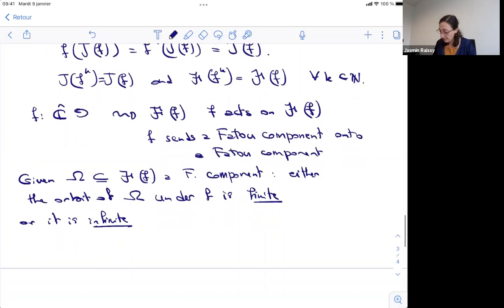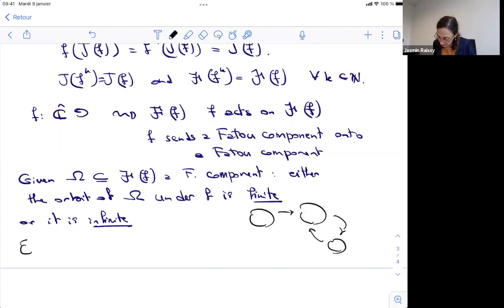Well, when it is finite, what I'm saying is simply that I have my Fatou component. For me, in my head, it is always something like a small potato. And so it has a finite orbit. So either I iterate a little and then I end up in a cycle of Fatou components, or I'm already in a cycle of Fatou components. And the other case is that I have an infinite orbit, so I never get back to one of the images. So in this case, I'm wandering around.